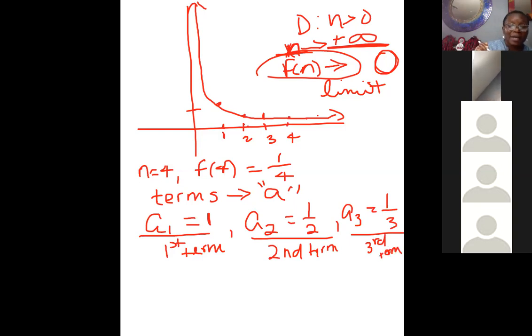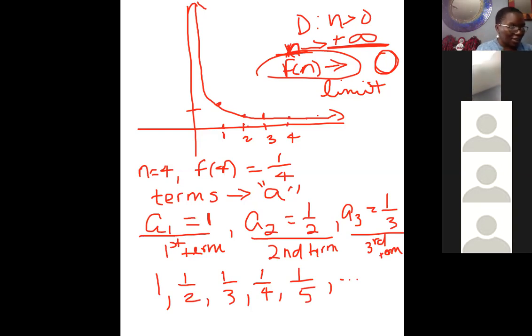So if we were to write it out, the sequence itself would look like this. 1, that's the first term. 1/2 is the second term. 1/3 is the third term. Then 1/4, 1/5, and then of course you use your ellipsis to show that this term continues all the way up to infinity. Any questions about this, guys? No questions? All right, so now let's keep going.